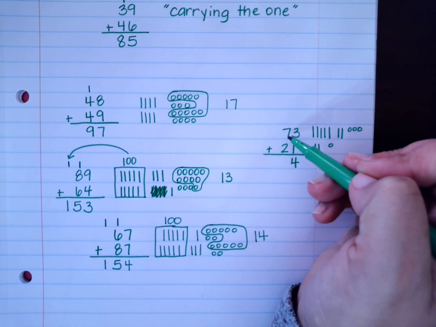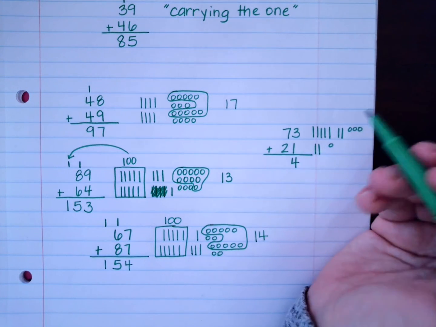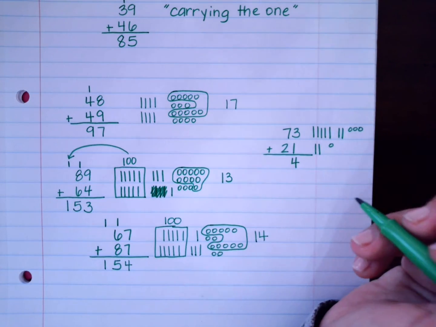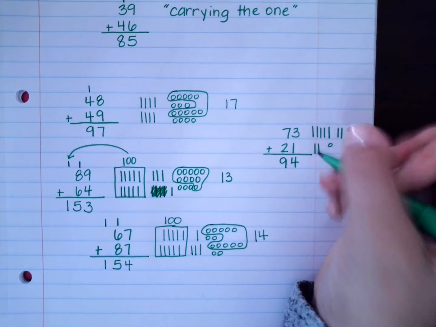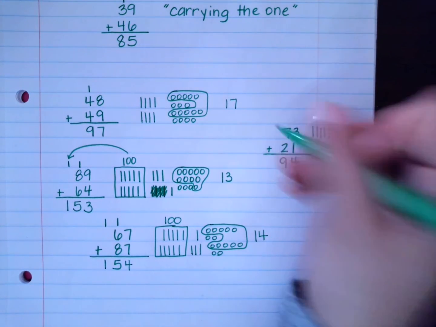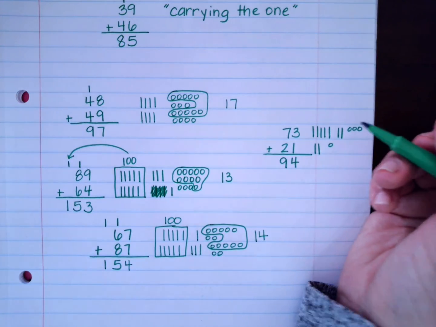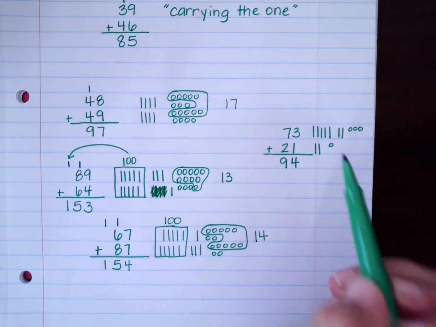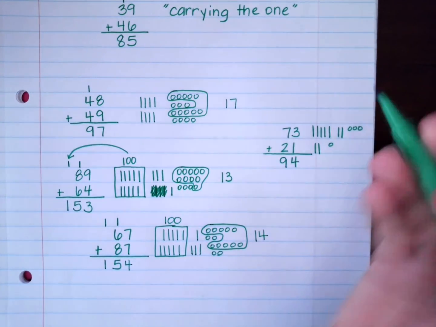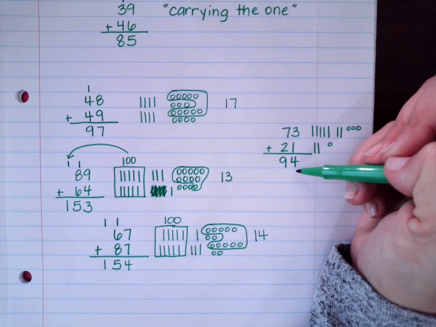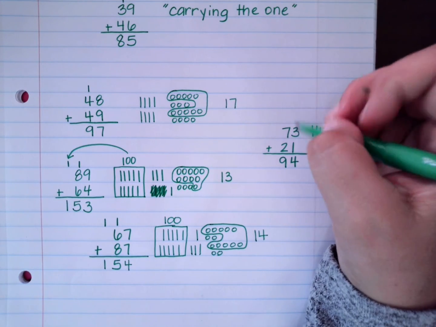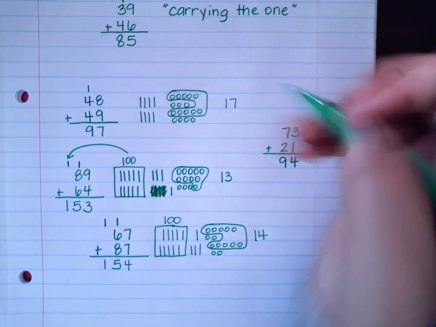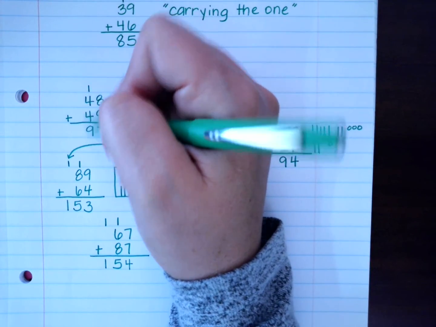Then I can add my 10s. So 7 plus 2, if I have 7 and I count up 2, 8 and 9, I get a 9. Is there a new 10 or a new 100? No. So sometimes you're not going to have these new groups. Okay, so you have to pay close attention to what you're doing. Start in the ones, add them up. If there's a new group, put it there. If there's not, then don't. It's also very important that your new groups line up with the correct town.